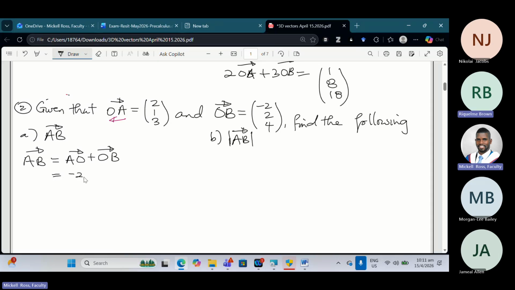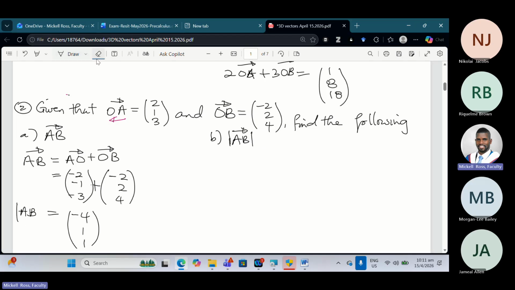So this is going to be -2, -1, -3, and then plus OB, which is -2, 1, 4. So this is going to be -2 plus -2, that's going to give us -4, -1 plus 2, that's 1, -3 plus 4, that's 1. All right. So that's AB.